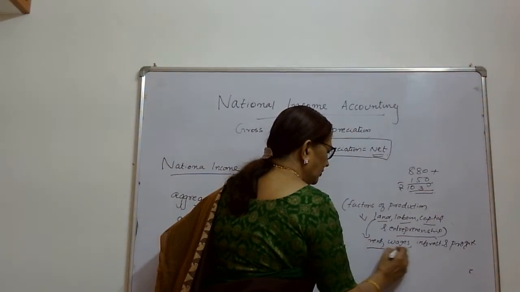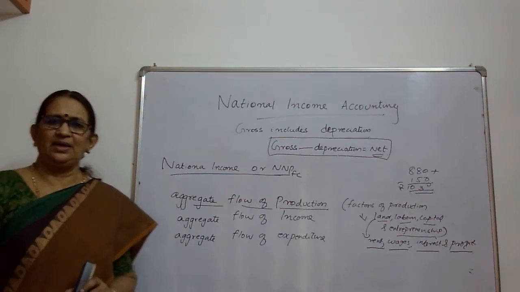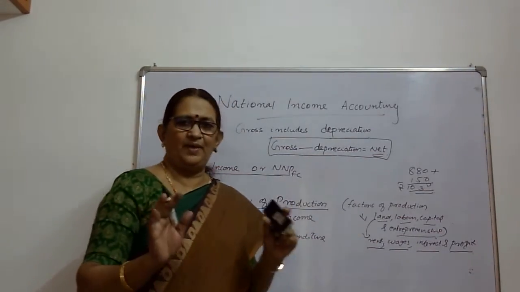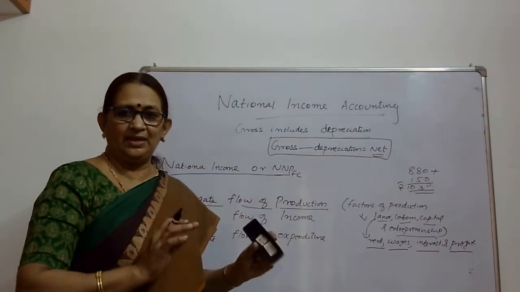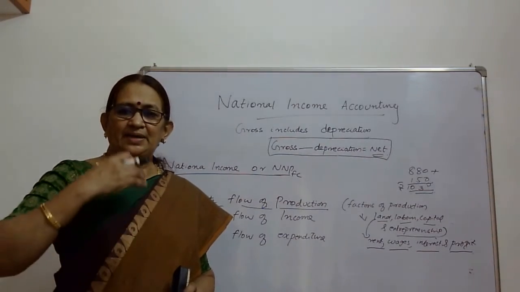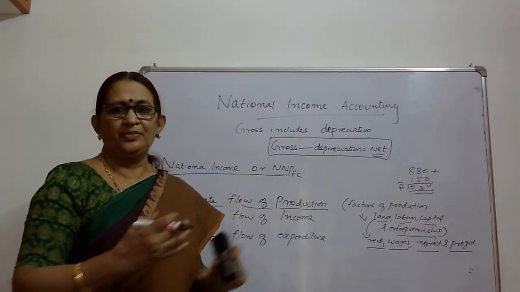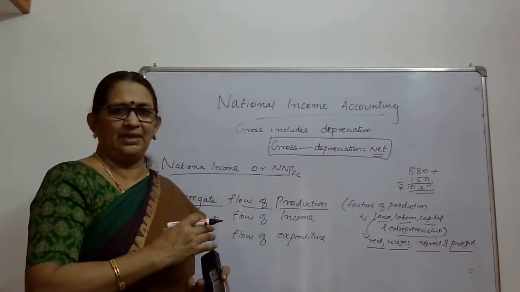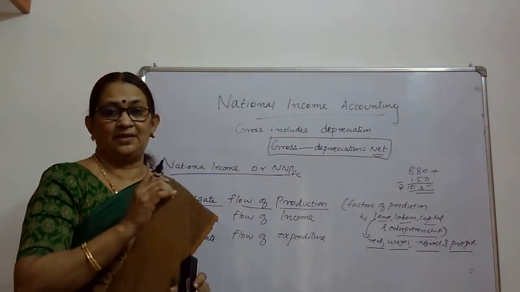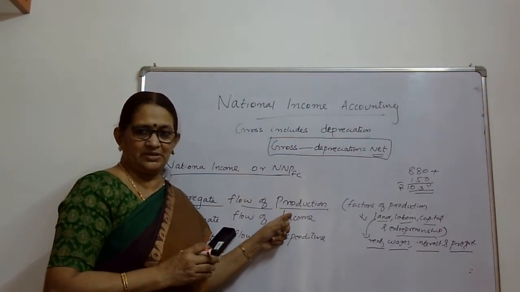So rent plus wages plus interest plus profit, the total factor income. Rent, wages, interest and profit, this factor income. This is the income received by the factors of production is called factor income. By rendering the services in the form of land, labor, capital and entrepreneurship, the factors are getting an income. This income is used, or we can say, spent, to purchase the goods and services produced.